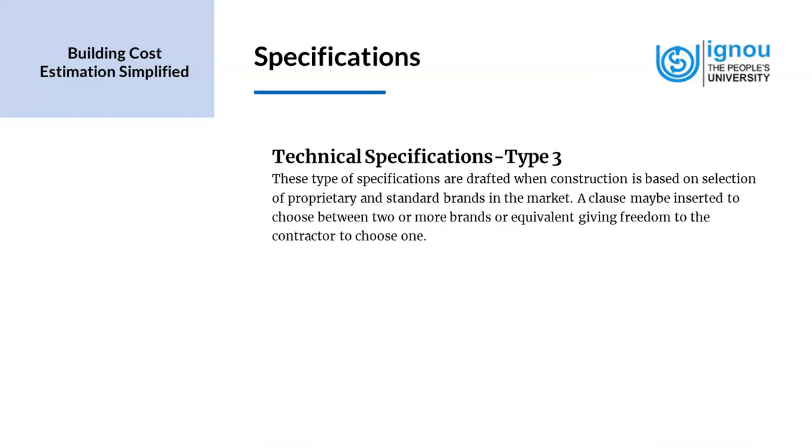Technical specifications Type 3. These type of specifications are drafted when construction is based on selection of proprietary and standard brands in the market.